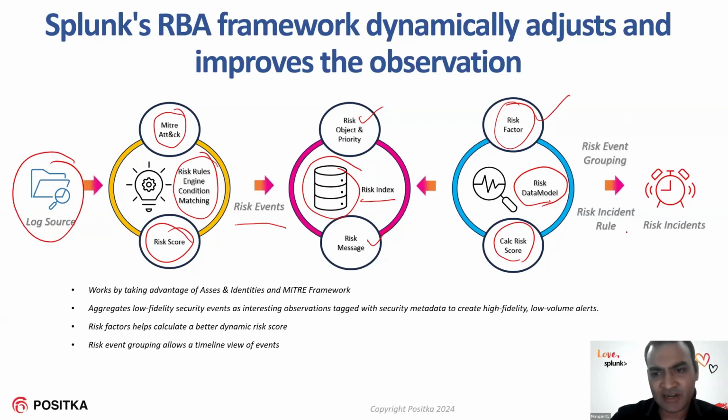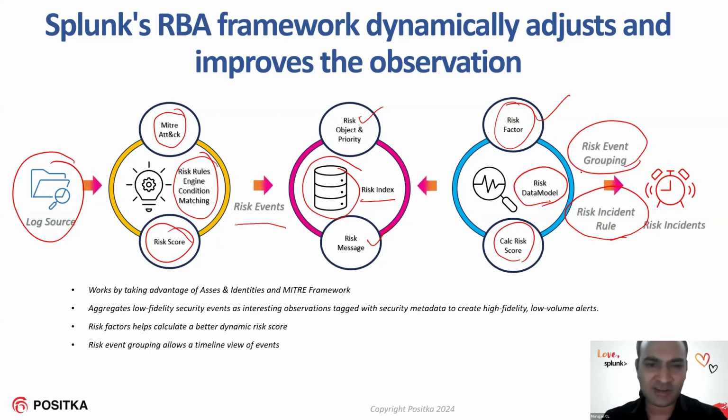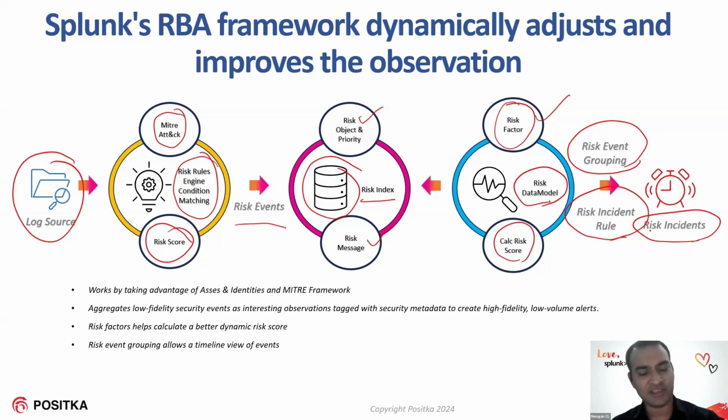Now there is another layer called the risk incident rule. The risk incident rule basically looks into the risk events through the data model, and then it groups all of those events by the risk objects. The risk objects can be an asset or an identity or anything for that matter. It will group those events and send them as alerts, as risk incidents. So the final alert is basically a grouped set of events that goes into your alerts index.